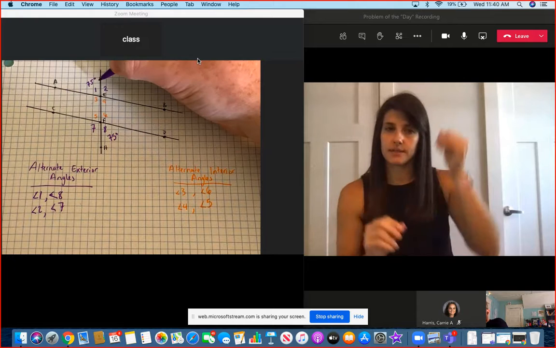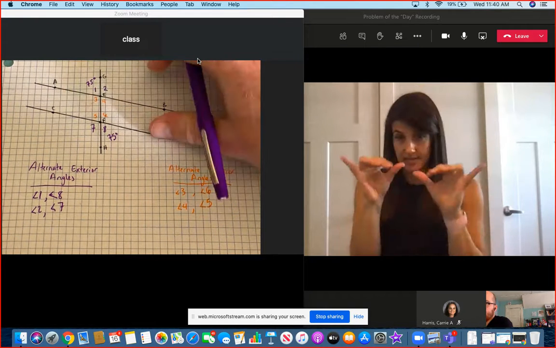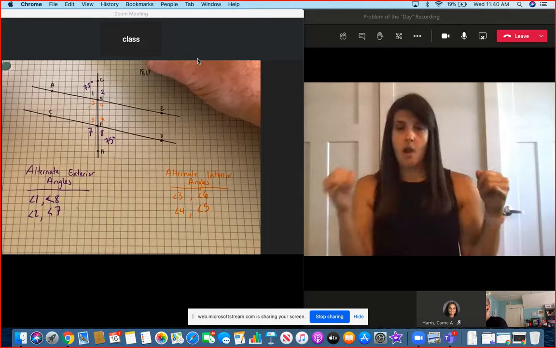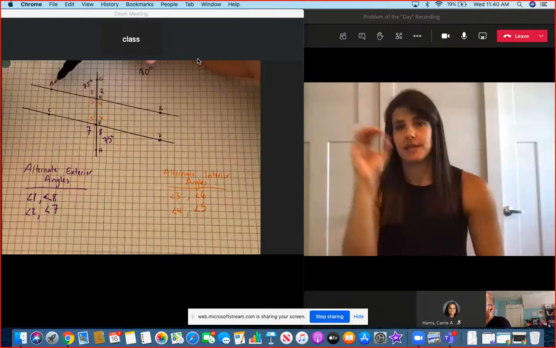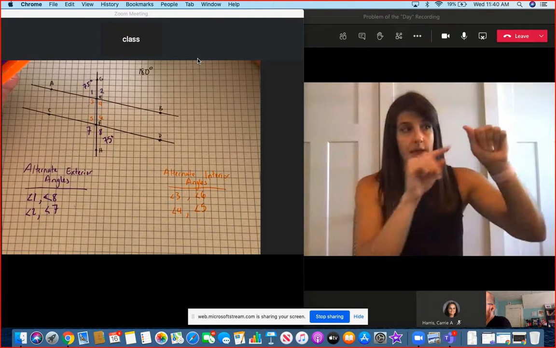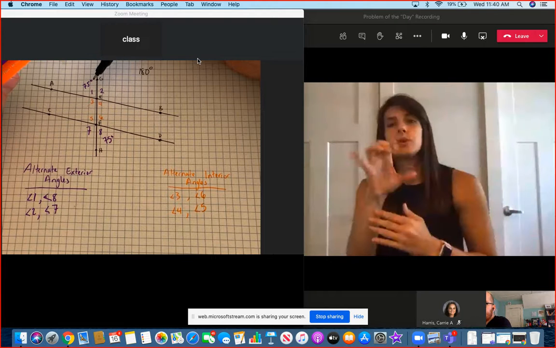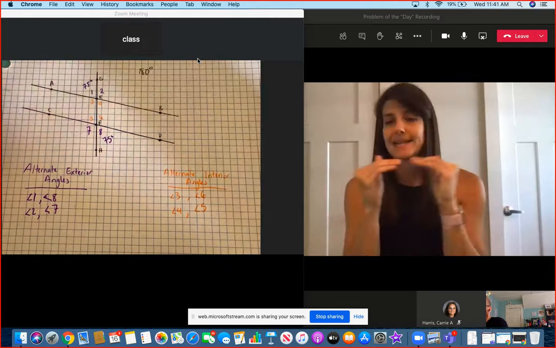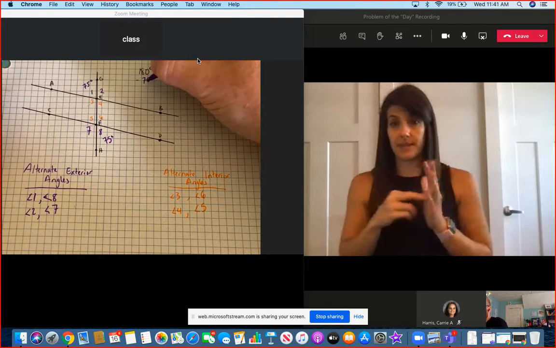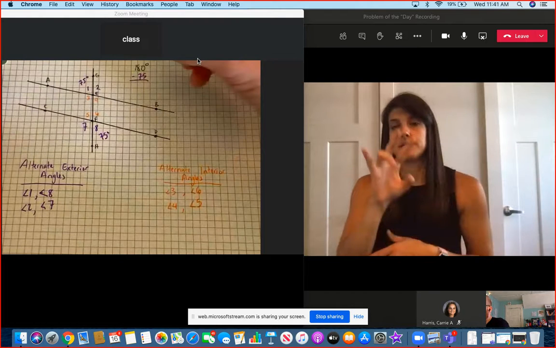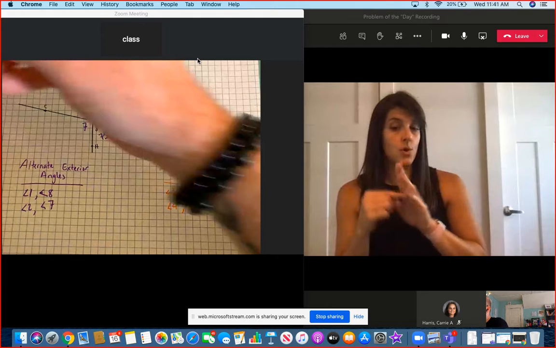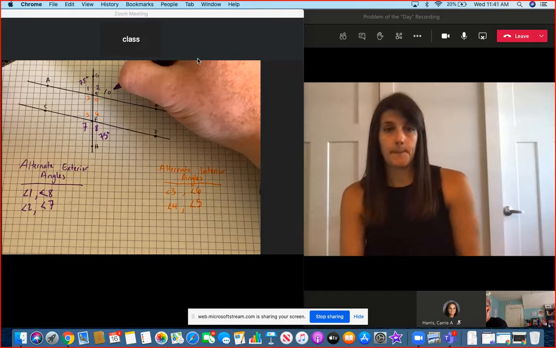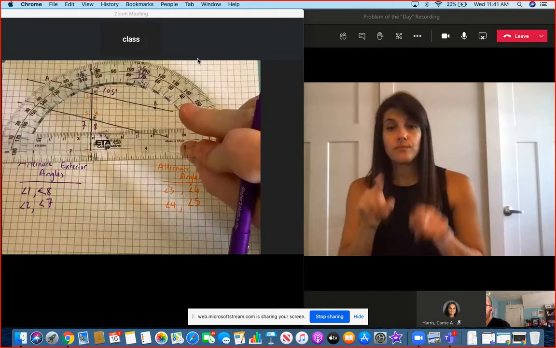Angle 2, to find that, we'd use our knowledge of a straight line. We know that a straight line always measures 180 degrees. That is an angle of a straight line. AB's angle measurement is 180 degrees. These two angles will add to equal 180 degrees. So if I subtract 75 from 180, I can find that angle 2 would be 105 degrees. I could also check that with the protractor, but I'm not going to do that today.